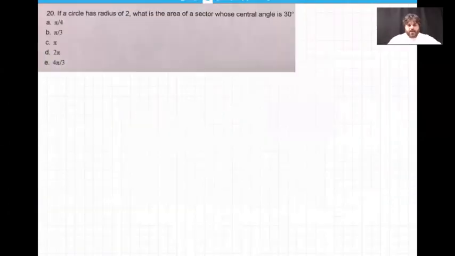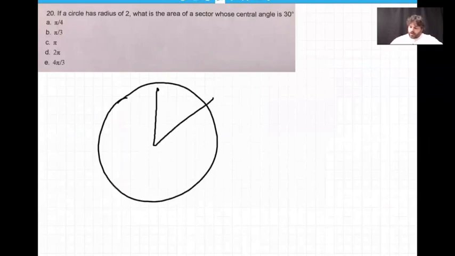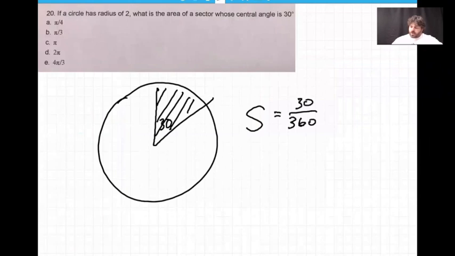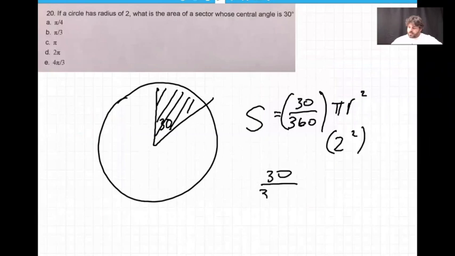All right, if a circle has a radius of 2, what is the area of a sector whose central angle is 30? All right, so we have a circle with a 30-degree angle in the center. We're asked to find the area of the sector. Remember, the area of a sector is just what fraction of the circle we're talking about. So it's 30 out of the 360 total interior degrees, times the area formula, pi r squared. The radius is 2, so 2 squared is 4. So really 30 out of 360 times 4 pi.